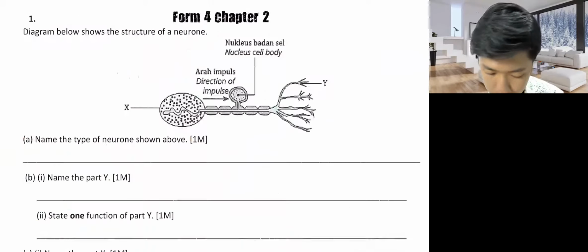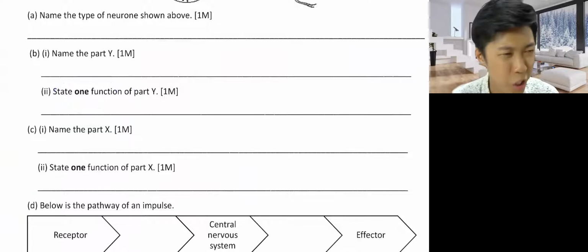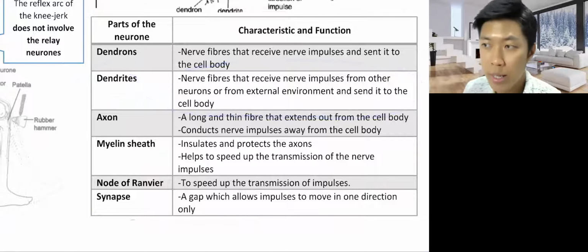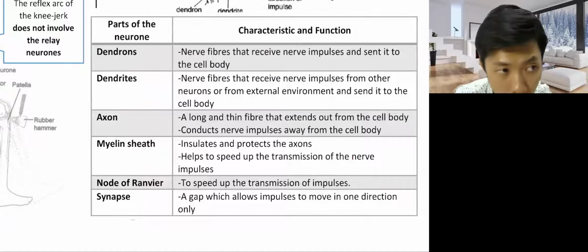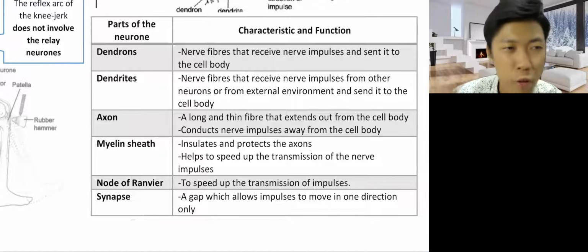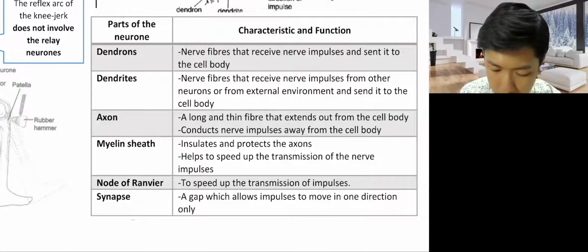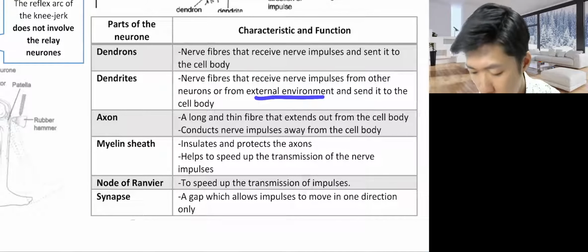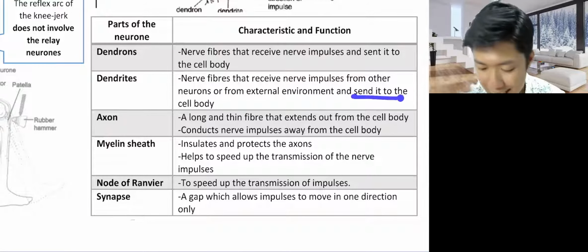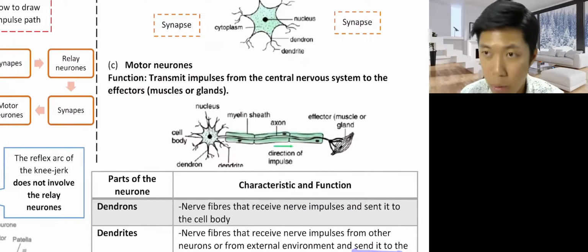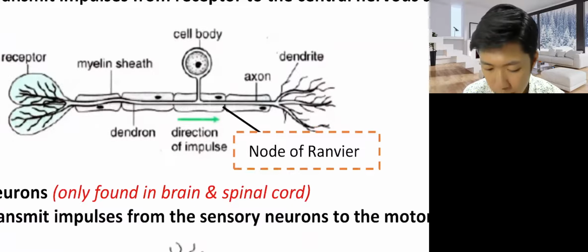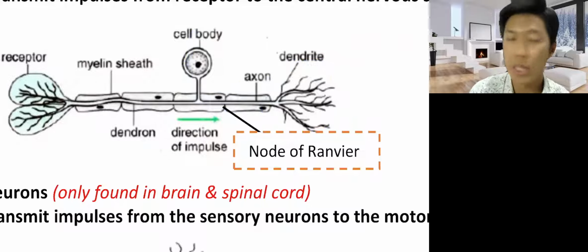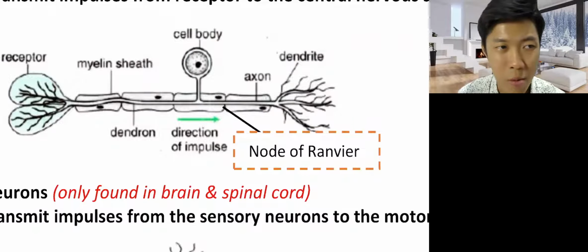And then the next question is actually asking for one function. Okay, I have the function here, but I don't think we can copy exactly as this one, because if you read through the function, it says dendrites are the nerve fibers that receive nerve impulses from other neurons or from the external environment, and then send it to the cell body. But if you take a look again, this dendrite actually takes impulses from the cell body. You're not actually sending to the cell body.